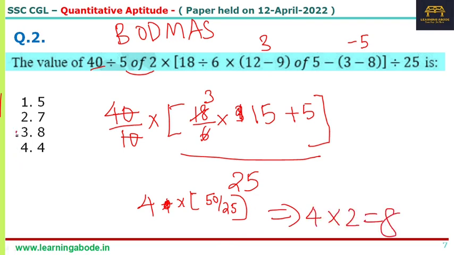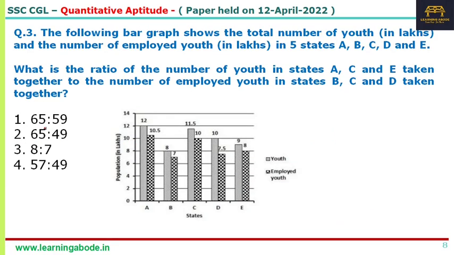It's there in the answer choices, question number 2, answer option 3, 8 is the answer. Now the third question, it's a data interpretation question. In data interpretation, usually you are given a table or a pie chart or a bar chart, or sometimes a line graph, wherein you are given numerical data in these formats, and you have to answer the question based on that.